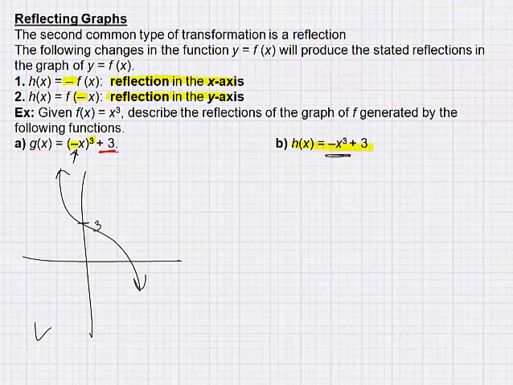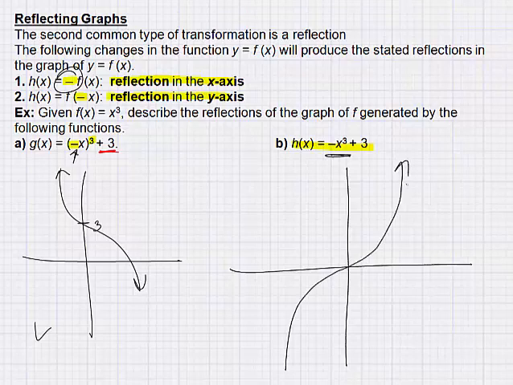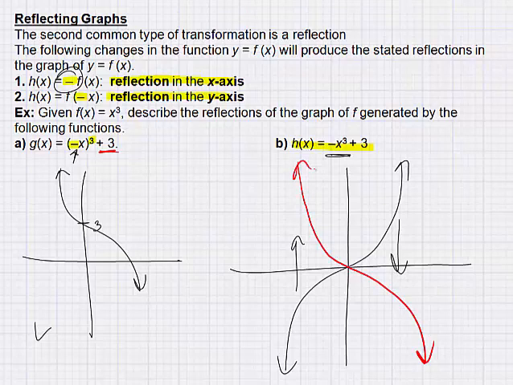This one here, I have a negative outside the cube. So a negative outside the cube is going to flip it over the x-axis because that's a negative outside the function. So if I flip that over the x-axis, well, I take my original curve, that's my cube. If I flip it over the x-axis, that means it's going to flip this way. Whatever's below goes above, whatever's above goes below. So the graph I'm going to get is this graph, which just so happens to be the same graph I would have got if I flipped it over the y-axis.